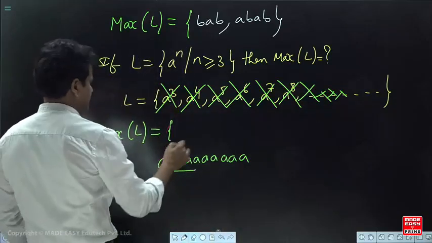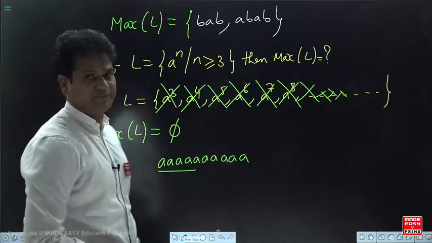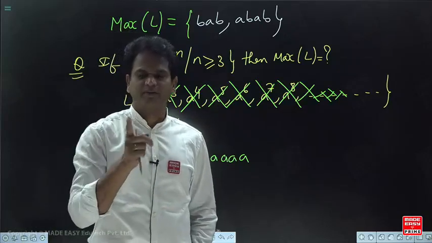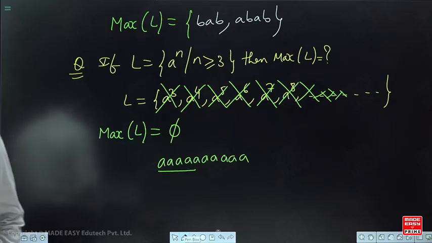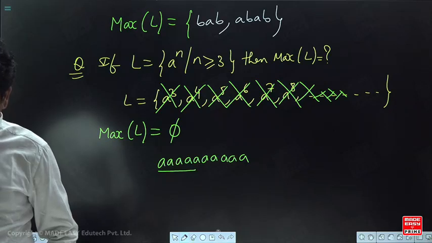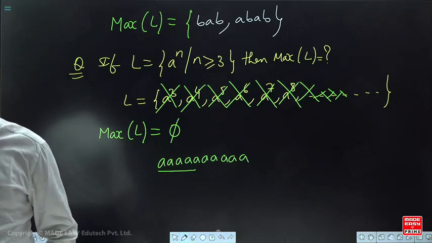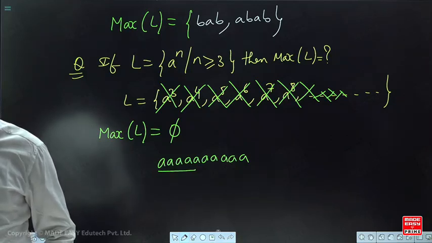So, maximum of L is nothing. There is no maximum of L. That's it. Empty set. Good. Yeah. Maximum length string is always in maximum of L. Right.